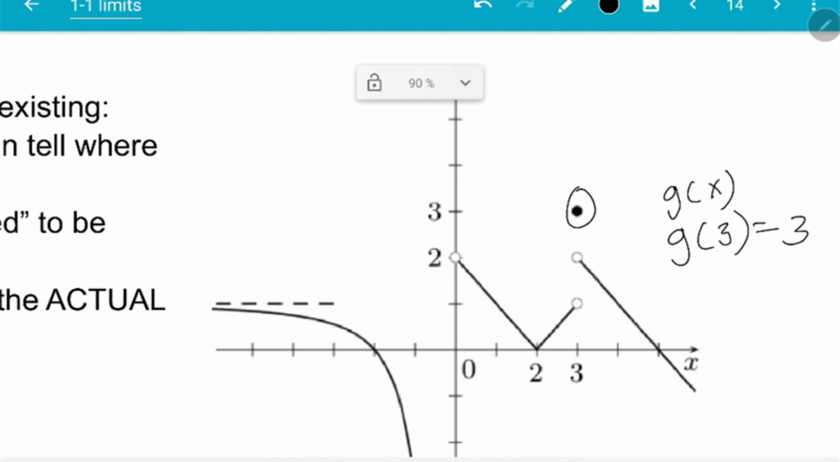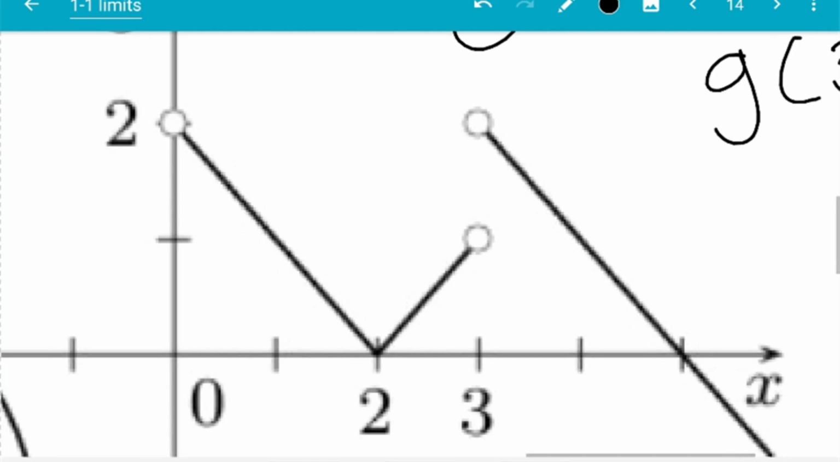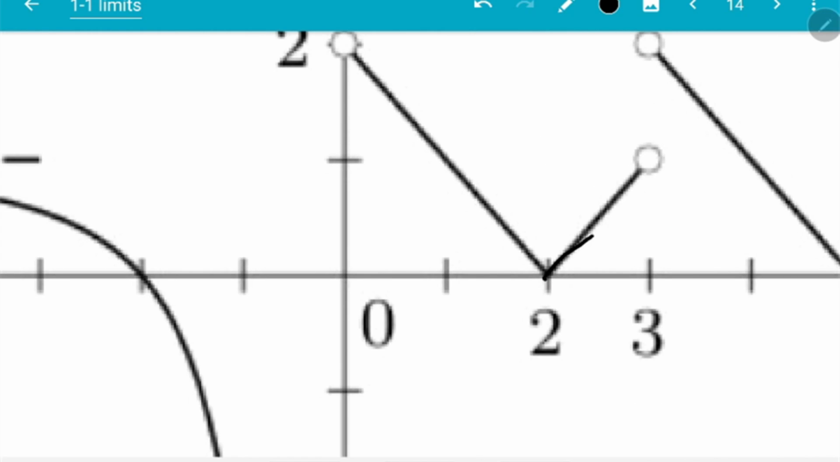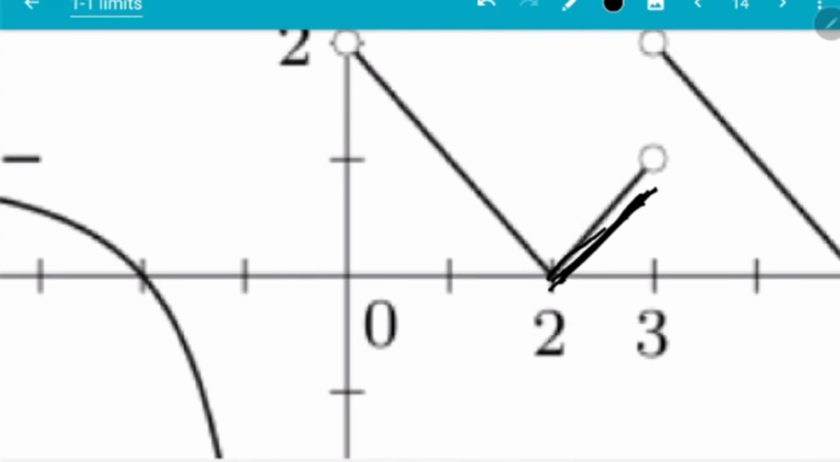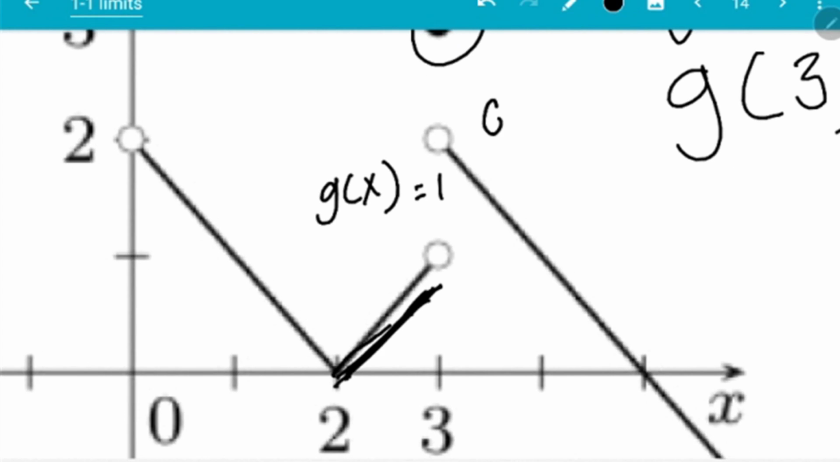However, I'm not looking at that. I don't care. All I'm saying is what happens when I get really close to it. Now let's look only at this left side over here. As I get closer and closer to 3, what's my number getting closer and closer to? My g of x is getting closer and closer to 1. Whereas if I'm coming from the right side, my g of x is getting closer and closer to 2.